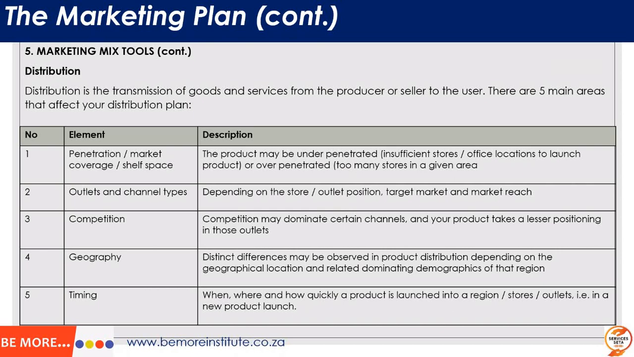The elements that we look at is the market coverage. The product may be under-penetrated, where you don't have sufficient stores to sell your product, or it is over-penetrated, where there are too many stores in a given area. When you're looking at franchising, they take that into consideration to protect their brand, so there is no over-concentration of the brand or of the stores.